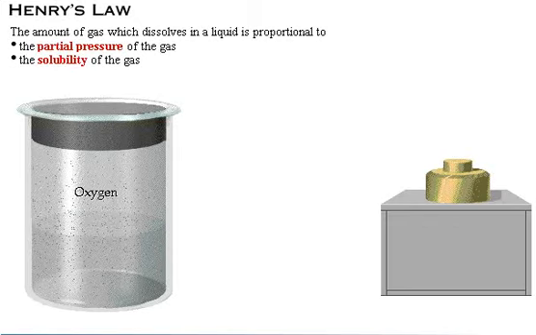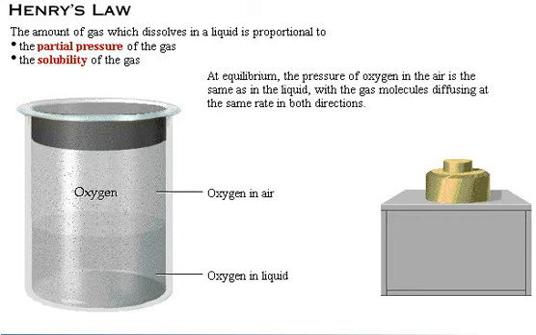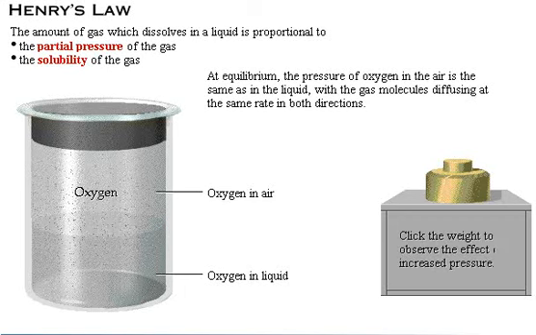In this container, the oxygen in the air is at equilibrium with the oxygen in the liquid. At equilibrium, the pressure of the oxygen in the air is the same as in the liquid, with the gas molecules diffusing at the same rate in both directions. What do you think will happen if you increase the pressure in the container? Click the weight to observe the effect of increased pressure.